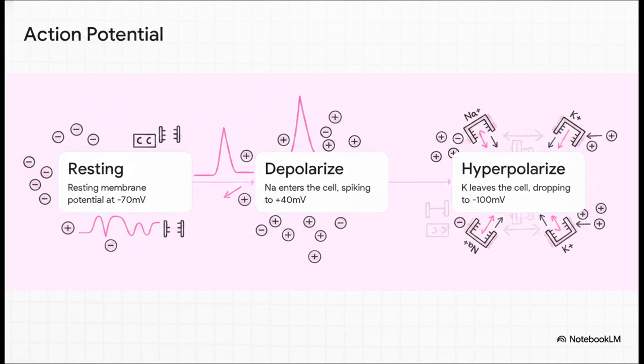Almost immediately after, voltage-gated potassium channels swing open, allowing potassium to violently drop out of the cell. This drastically drops the charge, hyperpolarizing the cell all the way down to -100 millivolts, right before the pumps reset the whole shebang. That cascading wave of voltage changes, that's exactly how a signal races down the wire.